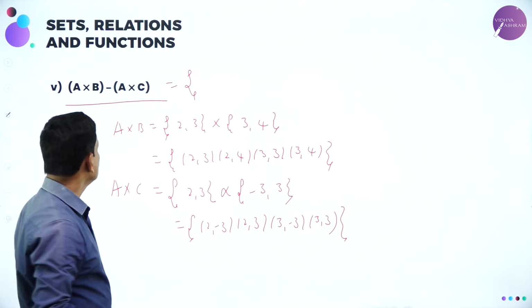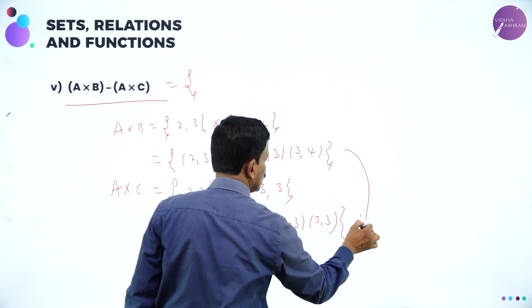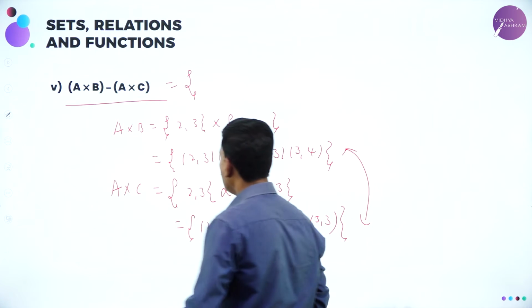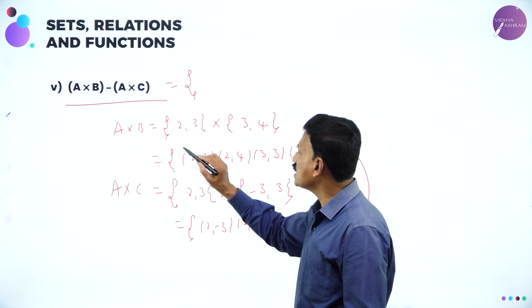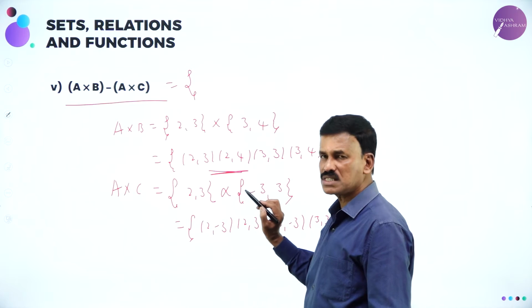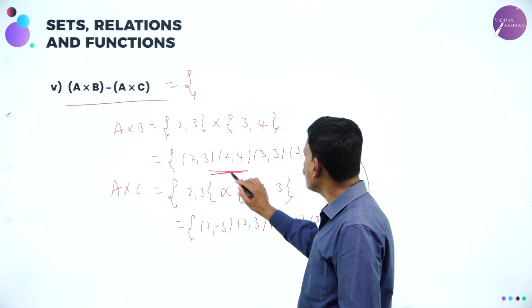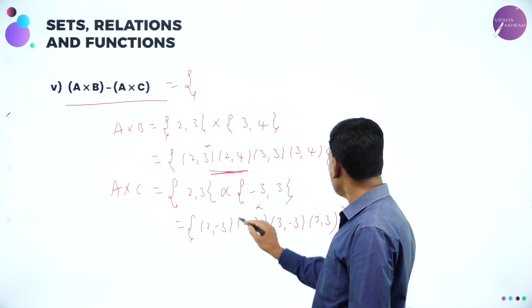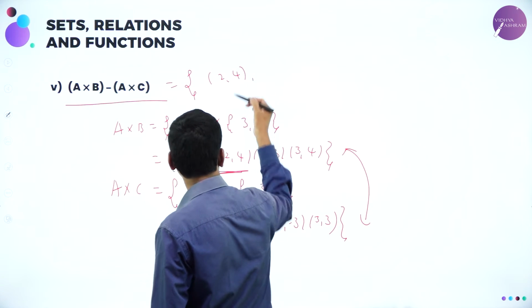Now the difference of these two, A cross B minus A cross C. We have to take all the elements which are in A cross B but not in A cross C, that is, all the elements which are in the first set, not in the second set. 2 comma 3, here it is there, we can leave 2 comma 3. Then 2 comma 4, 2 comma 4 is not here, so we write 2 comma 4.